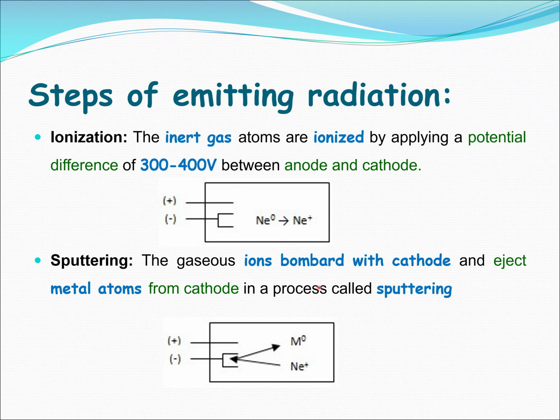The gaseous ions bombard the cathode and eject metal atoms from the cathode in a process called sputtering. We know this is a gaseous ion that has been produced. This will bombard the cathode. We know the cathode is negatively charged, and after that it will eject metal atoms. This is the function of the cathode, to eject some metal atoms whenever it gets bombarded with any gaseous ionized atom.